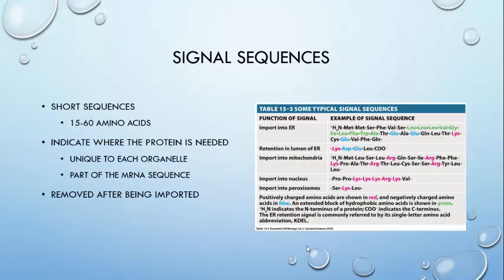So those are the ways that the proteins get into the organelles, but how are these proteins directed to these organelles? This happens through signal sequences. What is a signal sequence? This is a stretch of amino acids, generally 15 to 60 amino acids long. Once these proteins have been moved to the appropriate organelle, the sequence is usually removed from the protein.